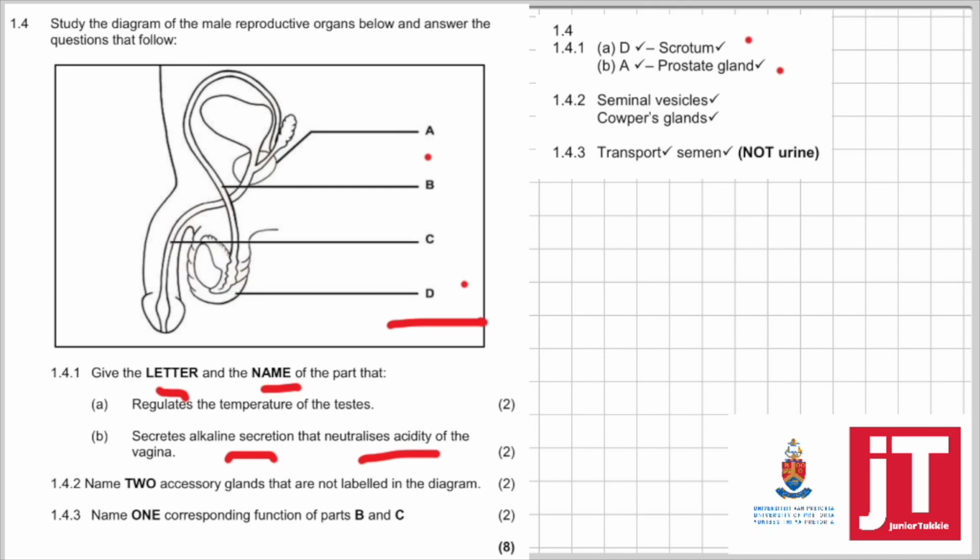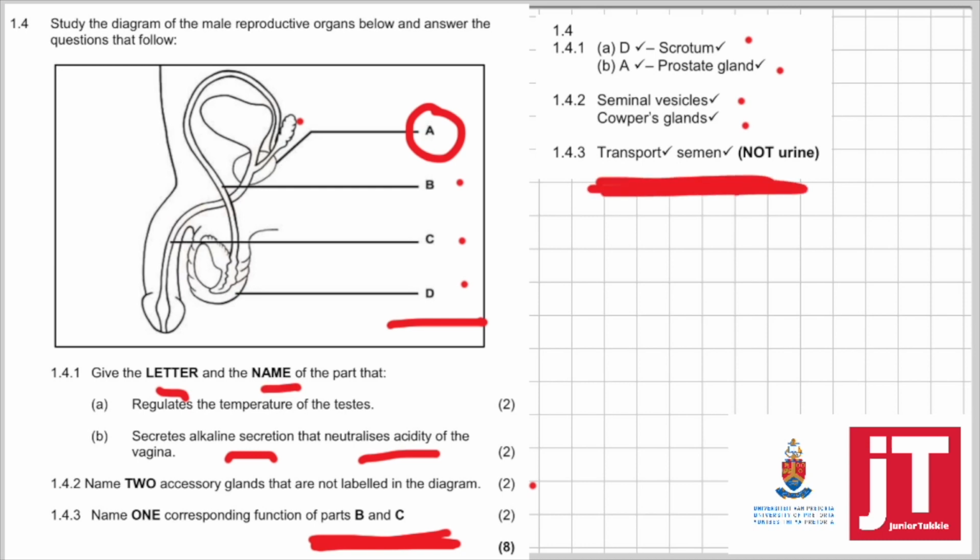1.4.2. Name 2 accessory glands that are not labeled in the diagram. So if you look here, you can see the prostate gland is labeled. The 2 that are not labeled, of course, are the seminal vesicle and the Cowper's gland. The Cowper's gland is not in this diagram. So, then, 1.4.3. Name 1 corresponding function of parts B and C. B is the vas deferens, C is the urethra. So we want a function that both of them do. And both of them transport semen. And you're not allowed to say urine, the memo clearly says not urine, because the vas deferens does not transport urine. So it's only semen. Okay.